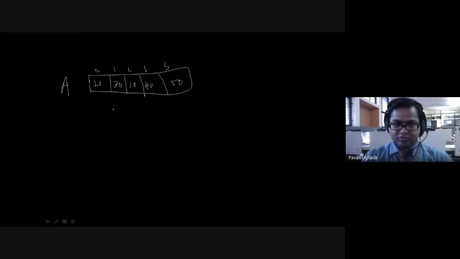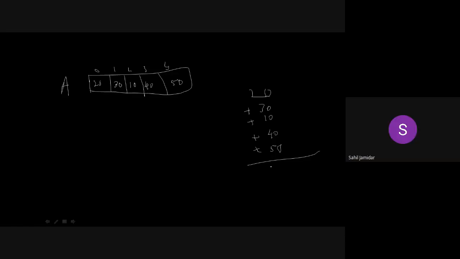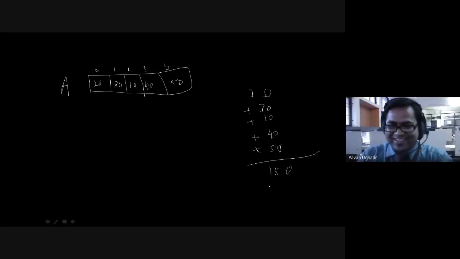These are the values. I want to add all the elements in an array. Can you tell me how you are going to do it? I'll be doing addition of all the elements: 20 plus 30 plus 10 plus 40 and plus 50. What is the total sum, guys? Yes, 150. Yeah, it is 150. You people have done it, right?